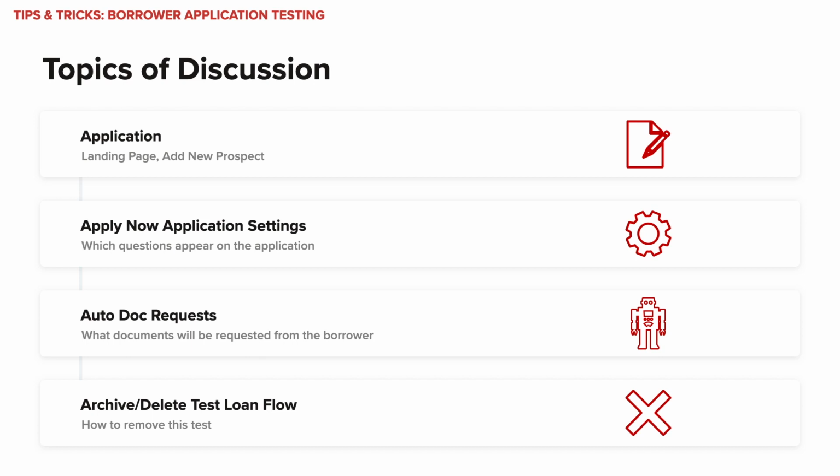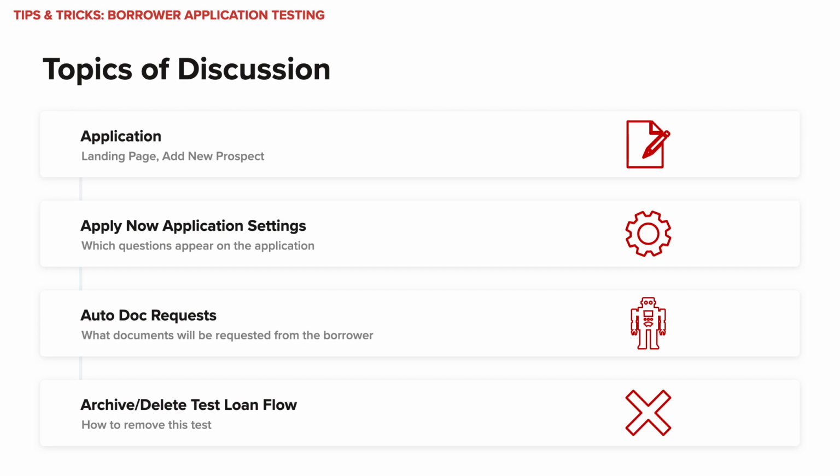All right, so today's topics of discussion will begin with talking about the application, how you can start an application for your borrower, or your borrower can go to your landing page and start the application there. The Apply Now settings, so which questions will appear on the application. Through your settings, you do have the ability to pick and choose which questions are visible to your borrowers and also which ones are required.